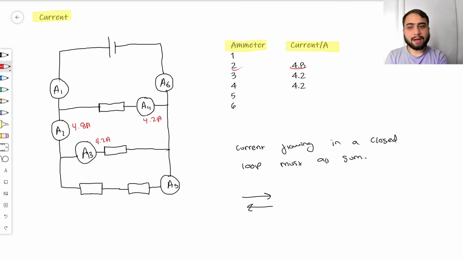Now, in parallel, we know that current is shared. So say current is traveling this way, so we're looking at conventional current. So we say positive, actually, you know what, let's do it in blue.